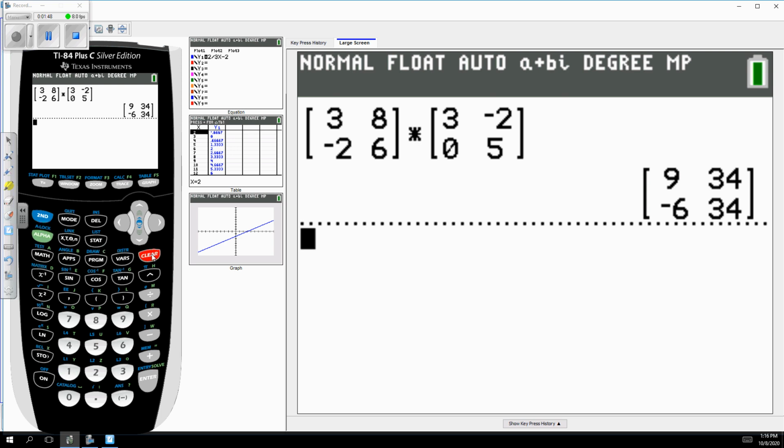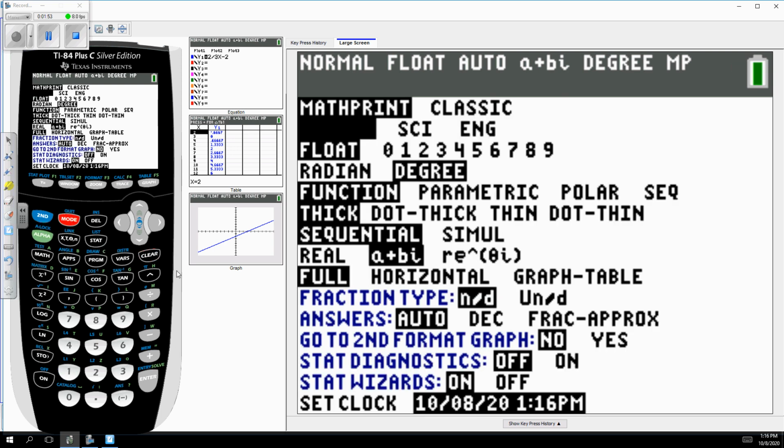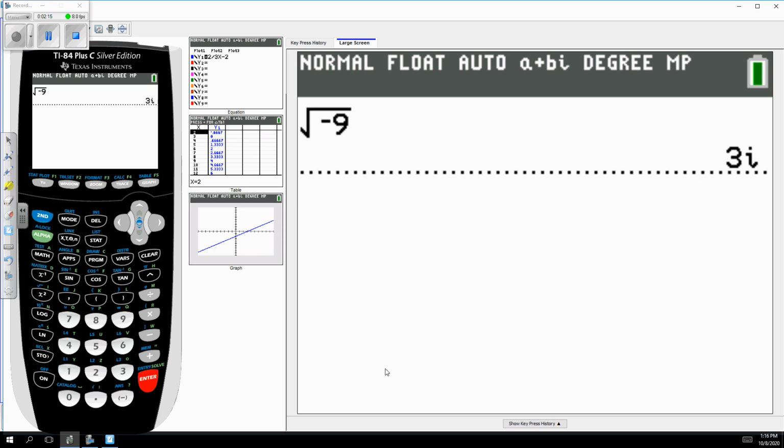Number 2, the mode for the test. Hit mode, and I want everybody to be in degree mode, and I want you to be in ABI mode. ABI mode allows you to do 2 things. One, if you ask it the square root of a negative, it'll take the I out. And also, it allows you to enter I.